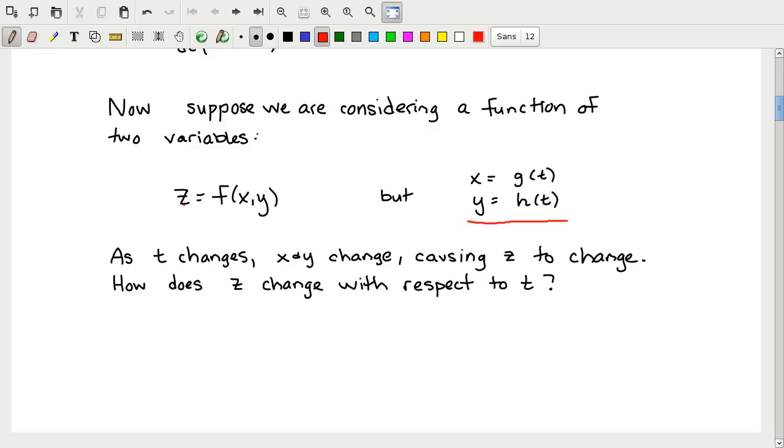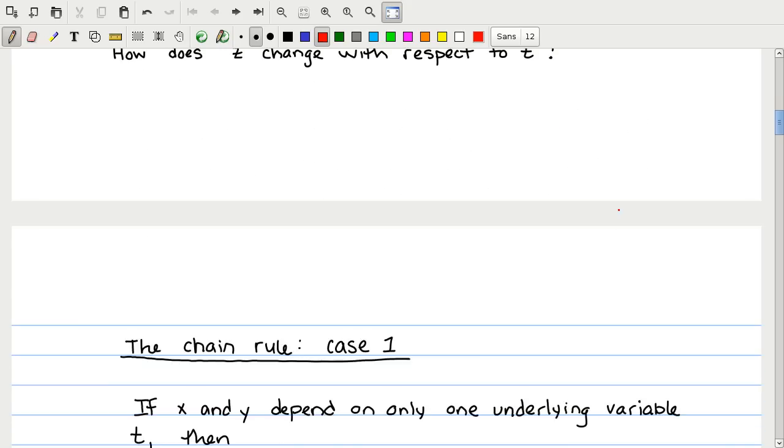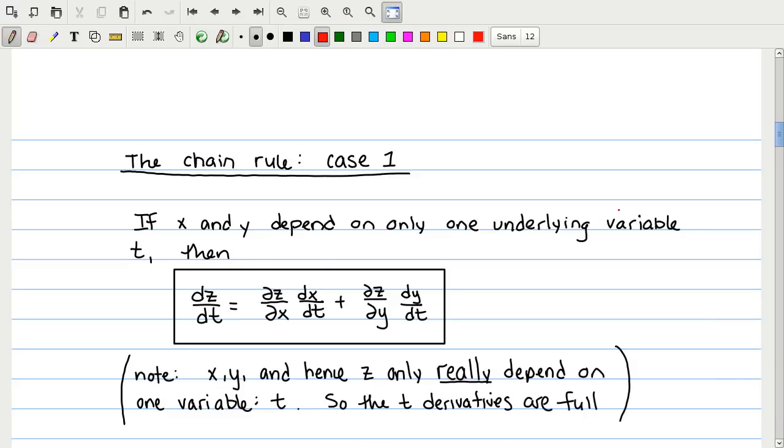And so we might expect some kind of sum where x is contributing to the rate of change of z and y is contributing to the rate of change of z, but each one of those independently also depends on the rate of change of x and y with respect to t. And so this is merely stated, and it would be nicer if we proved it, but it's merely stated. The chain rule in this first case, where x and y both depend on only one underlying variable called t, is precisely an expression of this intuitive reasoning that we used on the previous page.